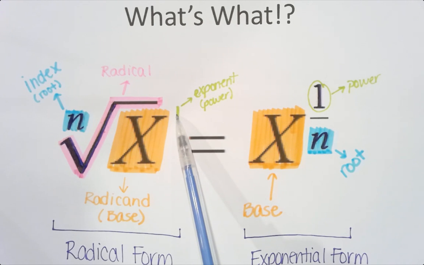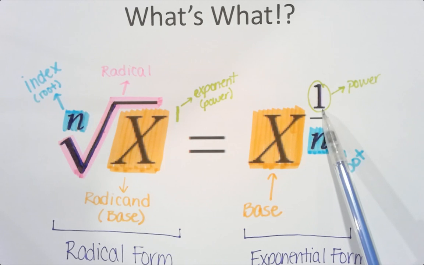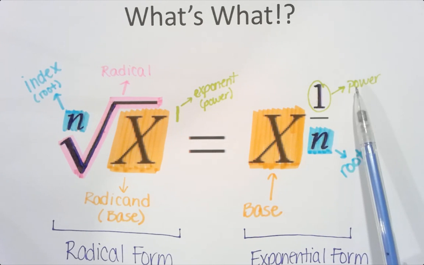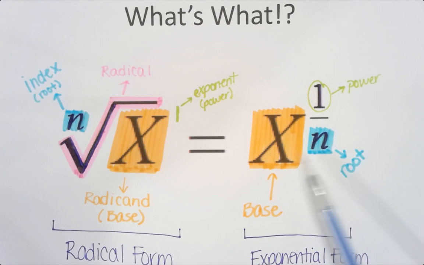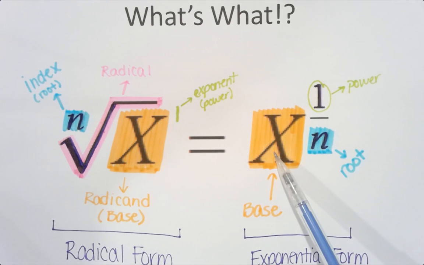Exponents are always written up high, and when we rewrite this in exponential form, again, they say in the numerator, they're up high and sometimes called your power. So your power goes in the numerator, your root goes in the denominator, and your base is your radicand. Make sure you can go back and forth between these two forms.